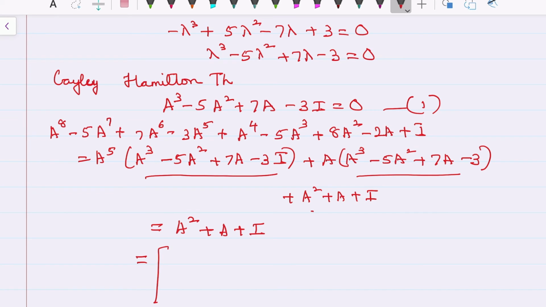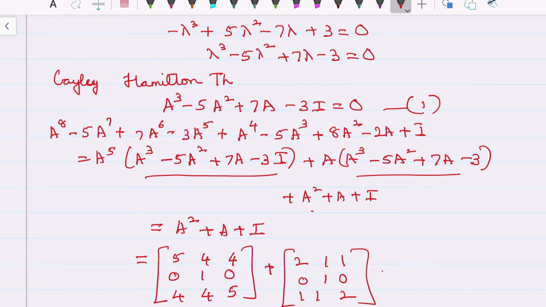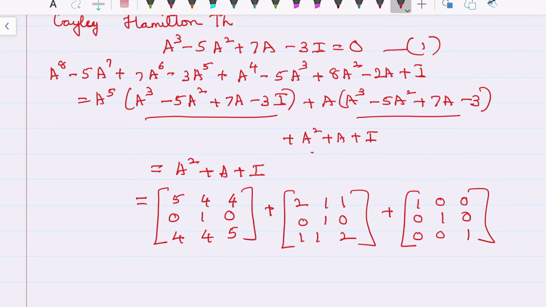Now if you have to calculate A squared, you get [5, 4, 4; 0, 1, 0; 4, 4, 5] plus A, which is [2, 1, 1; 0, 1, 0; 1, 1, 2], plus I, which is [1, 0, 0; 0, 1, 0; 0, 0, 1], and when you simplify, this reduces to [8, 5, 5; 0, 3, 0; 5, 5, 8]. So this is what this matrix on the LHS reduces to.